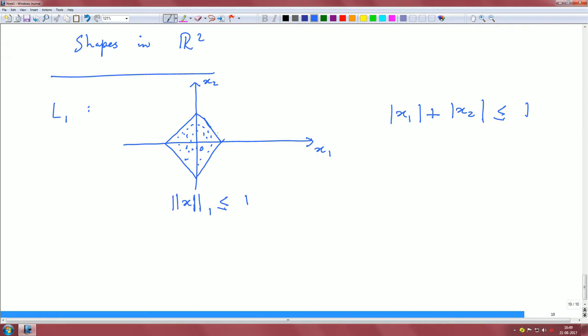So, my rhombus is not perfectly a rhombus. The way it looks here, you have to bear with me that these angles are all 90 degrees, right. This is modulus of x1 plus modulus of x2 is less than or equal to 1. Now, you draw the boundaries for this and you will end up with this geometric shape. So, if the L1 norm is less than or equal to 1, all these 2 dimensional vectors lie inside this rhombus. So, let us see what L2 does for us.